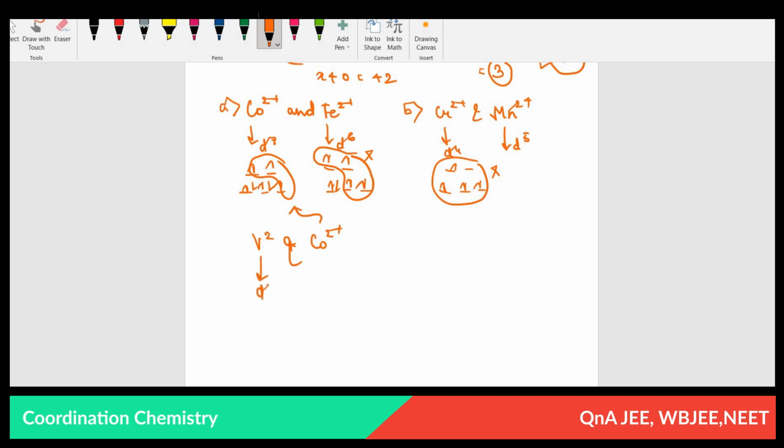Vanadium 2 plus is a d3 system, so it has 3 unpaired electrons, which also matches. So that is our correct answer. Now just verifying, option C is our answer.